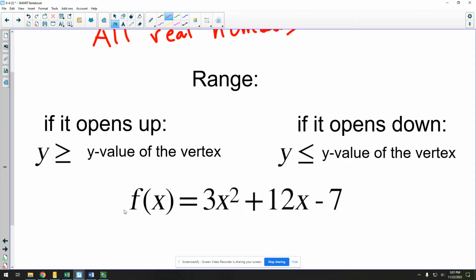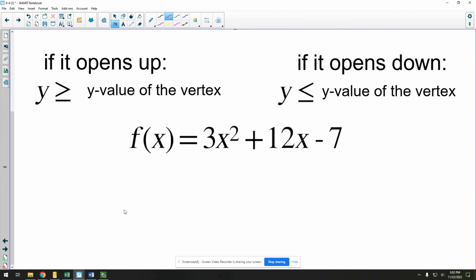Your range is going to be what is called interval notation. Interval notation uses parentheses or squared off brackets. If your graph opens up, then your y values are greater than whatever the y value of your vertex is, which for our function, remember, was negative 19. And our graph opens up because our a value is positive. So our range will be negative 19, comma, infinity.